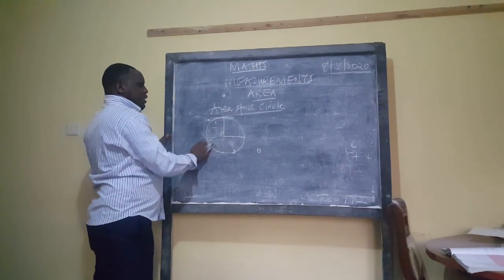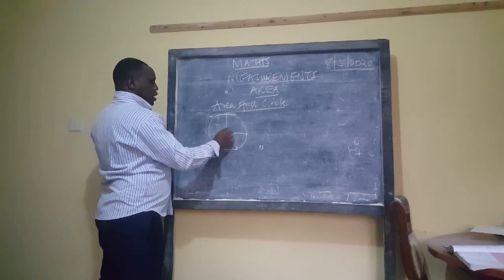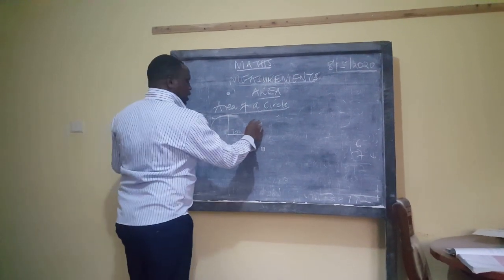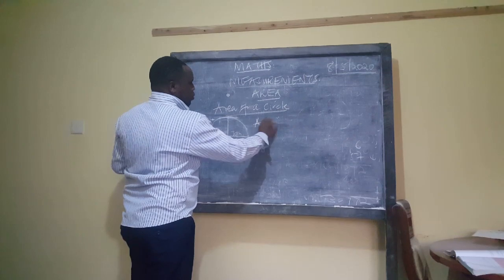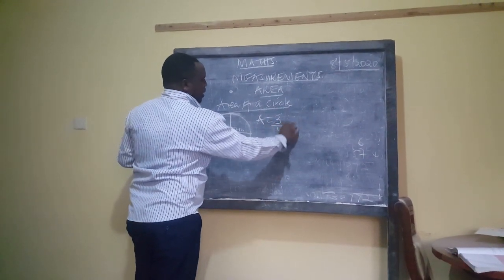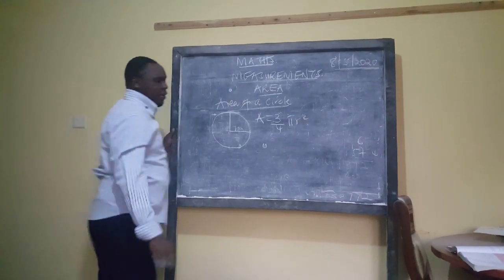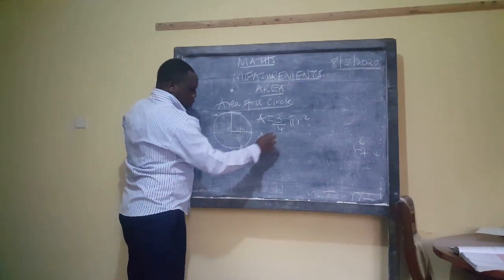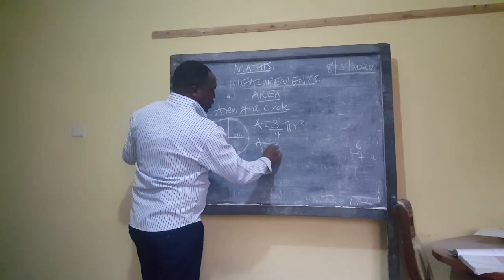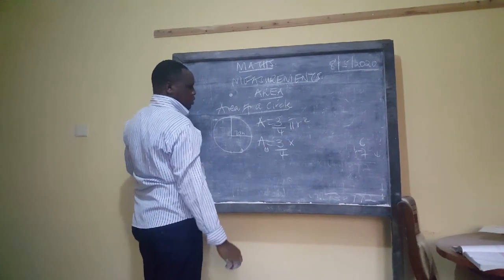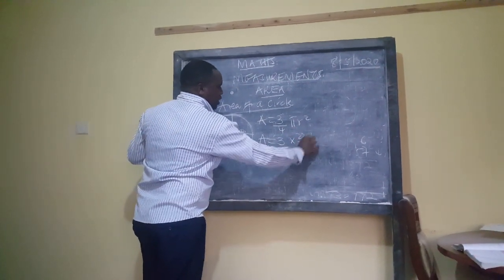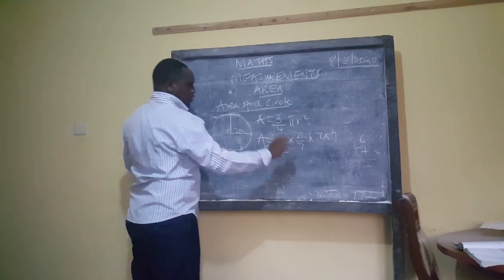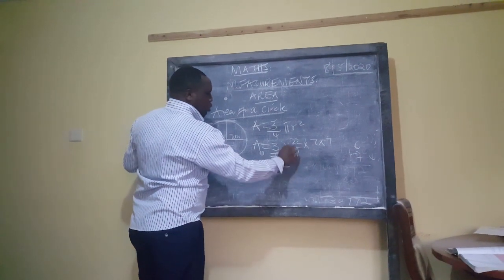So if you want to calculate the area, when you're given a radius of 7 centimeter, you are going to say area is equals to 3/4 pi r squared. Meaning that our area will be equal to 3/4 times pi 22/7 times the radius is 7, 7 squared. By 2, 2, by 2, 11.